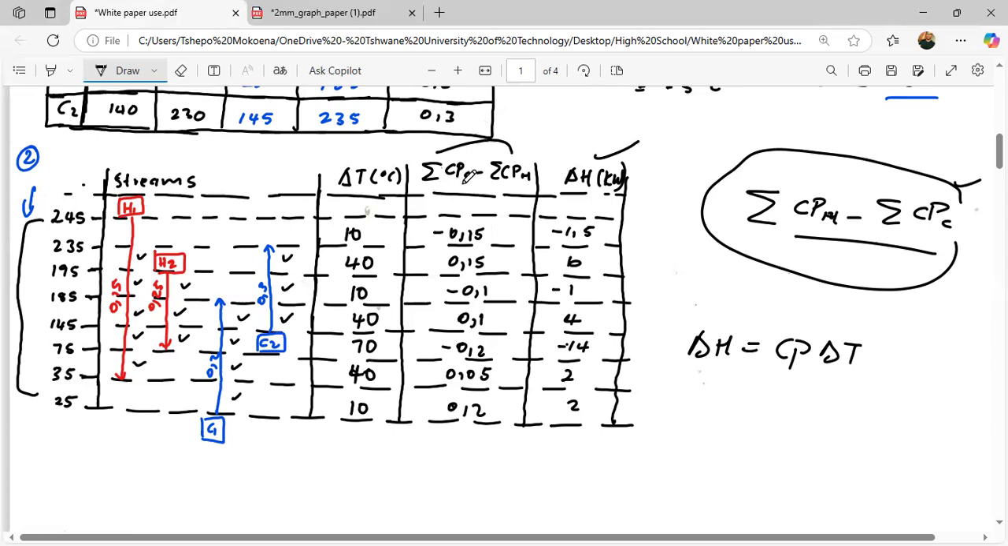And then the sum of CP cold minus the sum of CP hot. What did I do here? Sum of CP cold. I go in this interval. Do I have a cold stream? I do not have a cold stream. I only have a hot stream, and it's only one of it. So cold is going to be 0, but the hot is going to be 0.15. So I'm going to say 0 minus 0.15, and then I'm going to get negative 0.15.